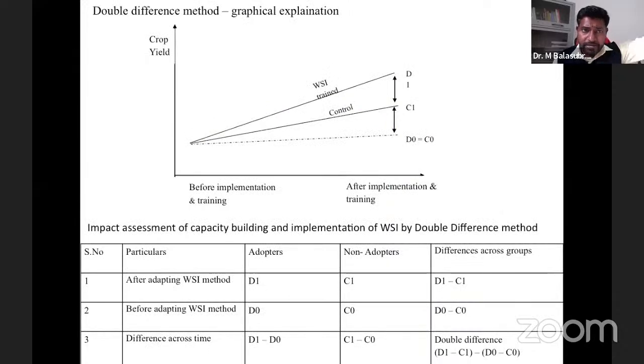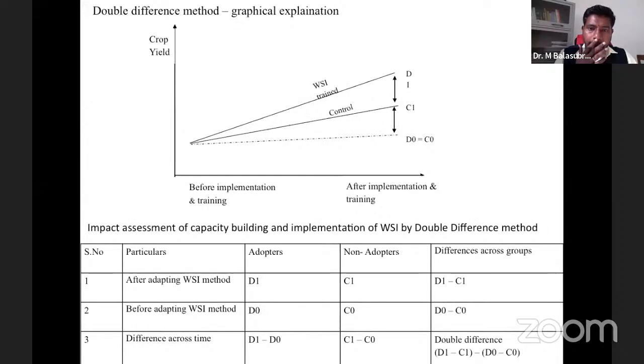See this diagram from my earlier explanation. On the left-hand side I have taken the outcome, which here is yield. The x-axis is the time factor, before implementation and training and after implementation and training. The baseline is the true counterfactual line. It denotes the true counterfactuals before implementation and from the control non-participants. These are the control group, their yield level, and after water saving interventions, what is the yield level?